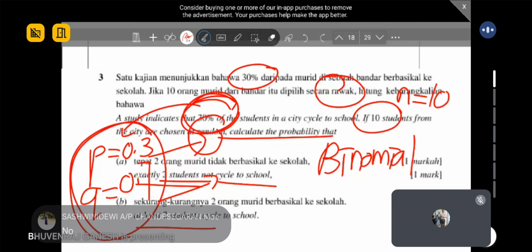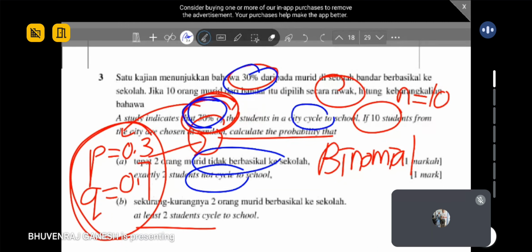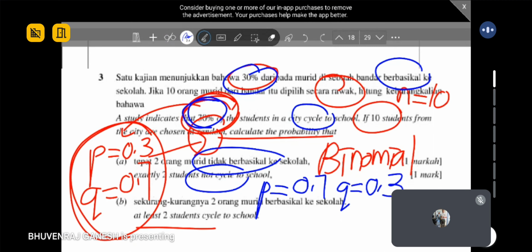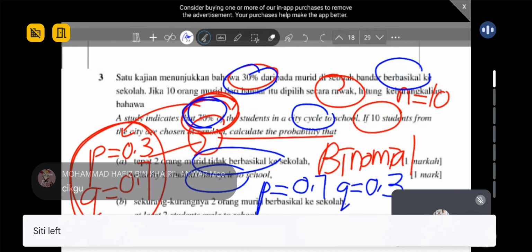Okay, why? Because over here the question is, they terbalikkan the question. They say not cycle, tidak berbasikal. This value, 30% is for cycle, berbasikal. So means that for this question, you must switch the value. Kamu kena tukar nilai. Okay, so p is 0.7 and q is 0.3. Do you understand? Can, right? So just be careful on this part. Kamu kena hati-hati. Apa maksud nilai p dan q kamu? You must know how to define your p and q value. What is meant by p and what is meant by q.